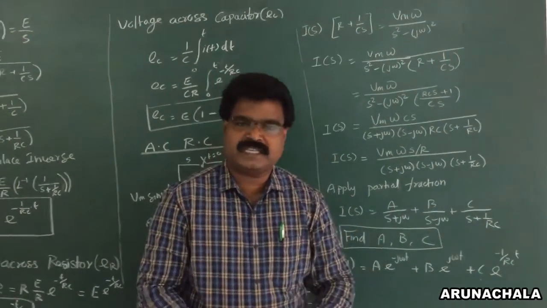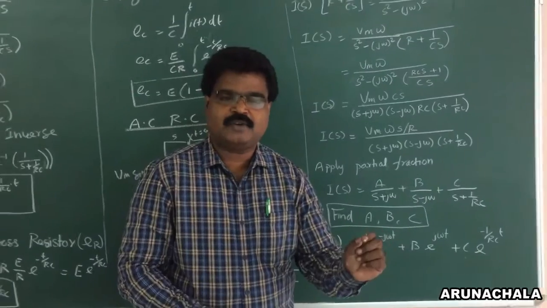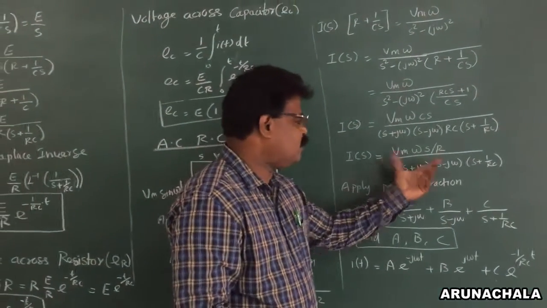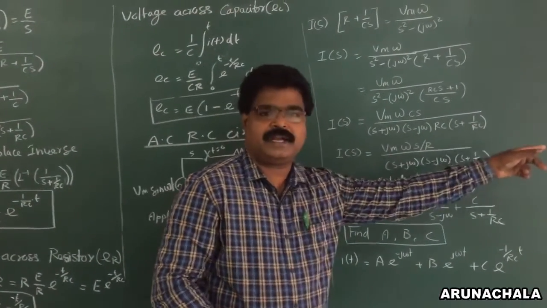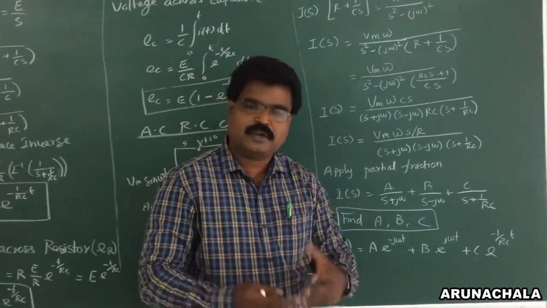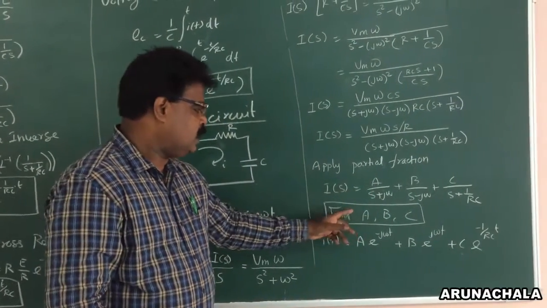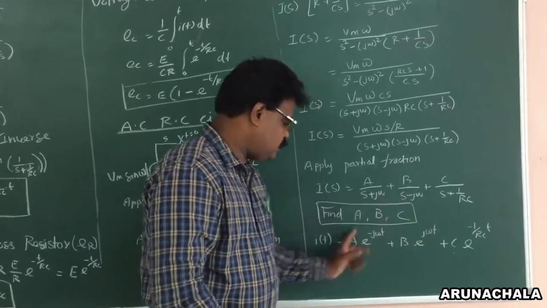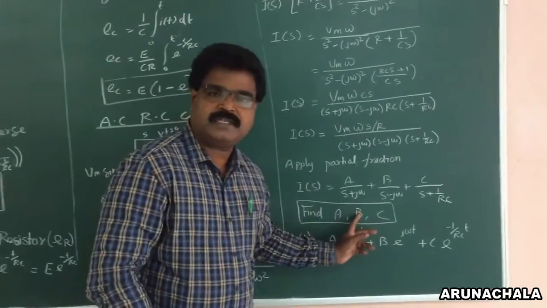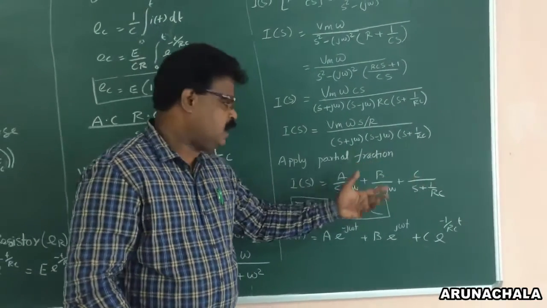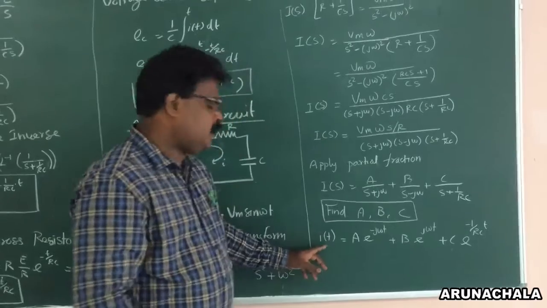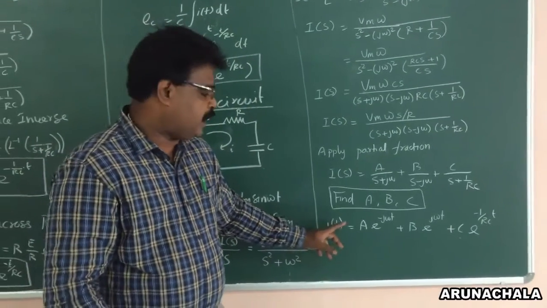In the previous video we discussed a method: A is equal to I of s into the denominator of A, with the denominator of A equal to 0. You can use this method or whatever method you know. Find the values of A, B, C and substitute them. I am not finding the values of A, B, C here. You will find the values and substitute them here, then apply the Laplace inverse, and you will get I of t.